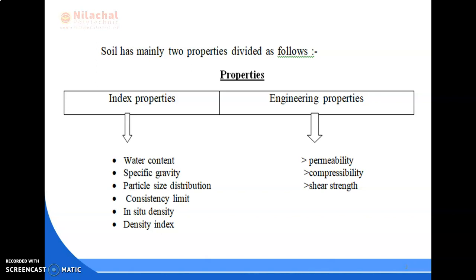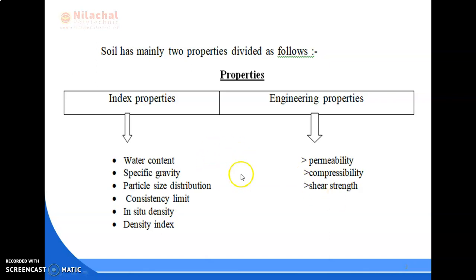So the properties of soil are basically divided into two categories. First is index properties, another one is engineering properties. Under index properties: water content, specific gravity, particle size distribution, consistency limit, in situ density and density index. So these are the index properties of soil. On the other hand, some engineering properties are permeability, compressibility, and shear strength of soil.